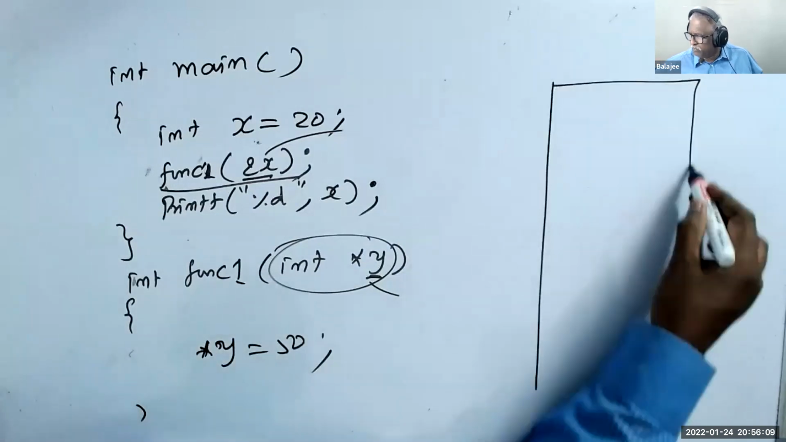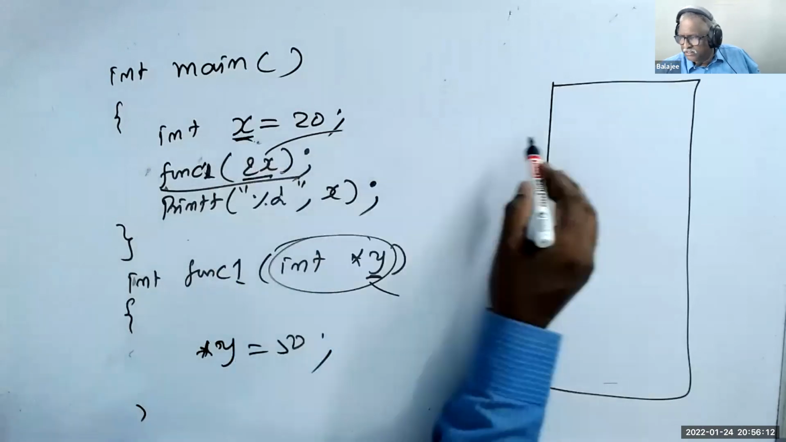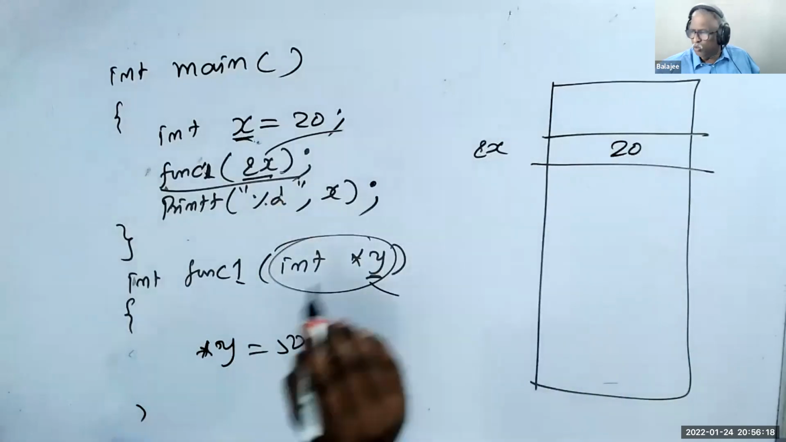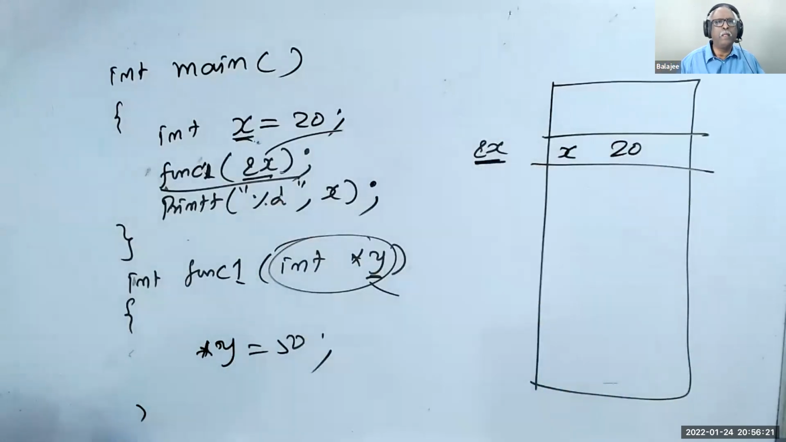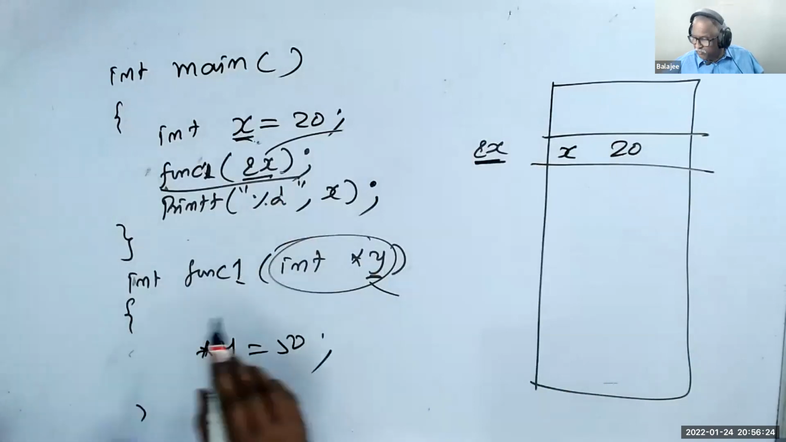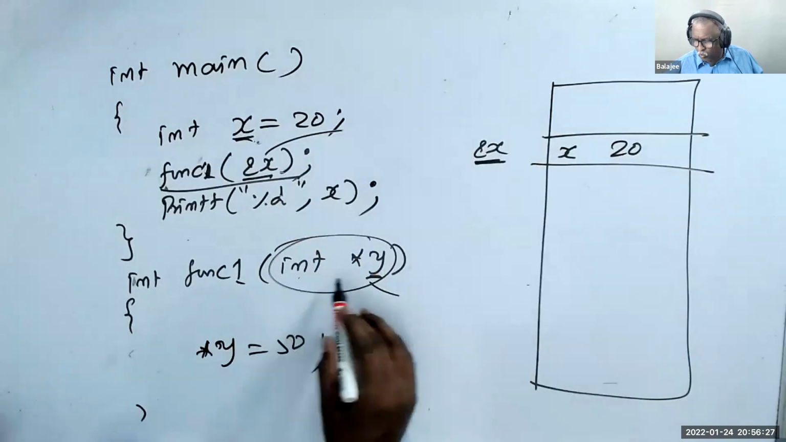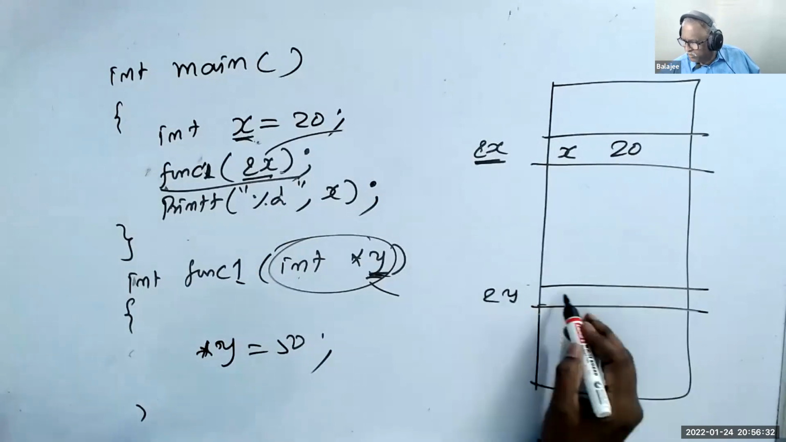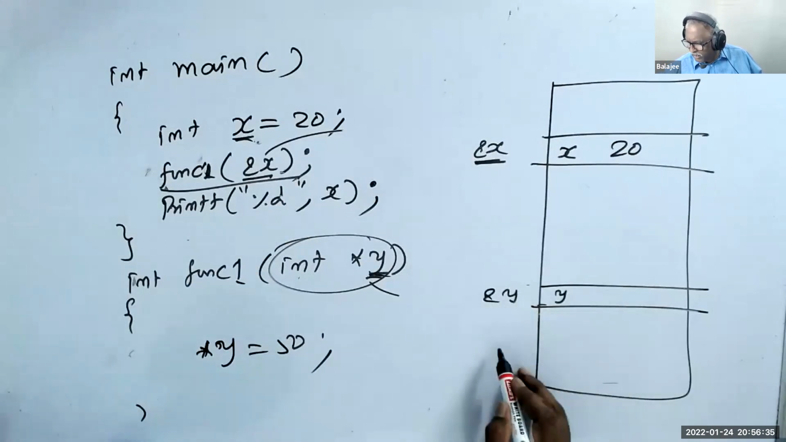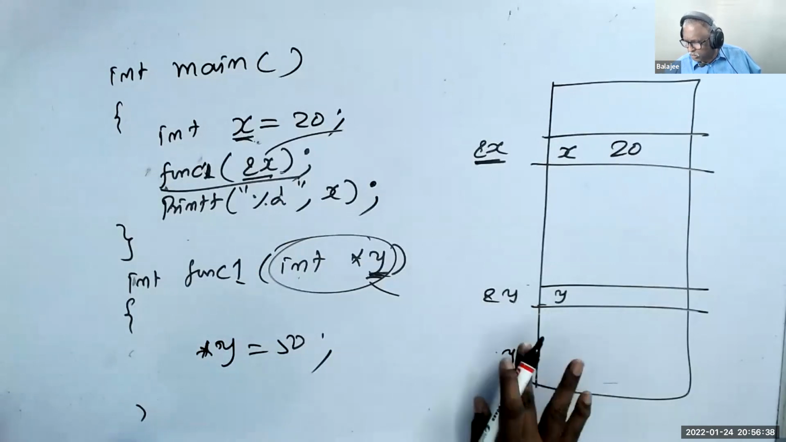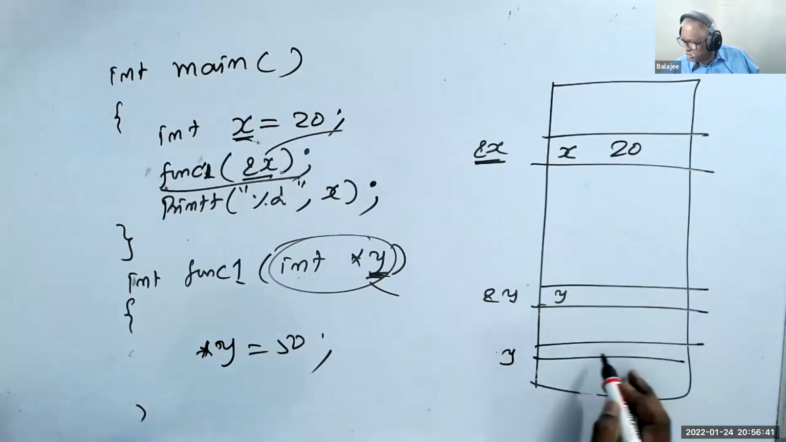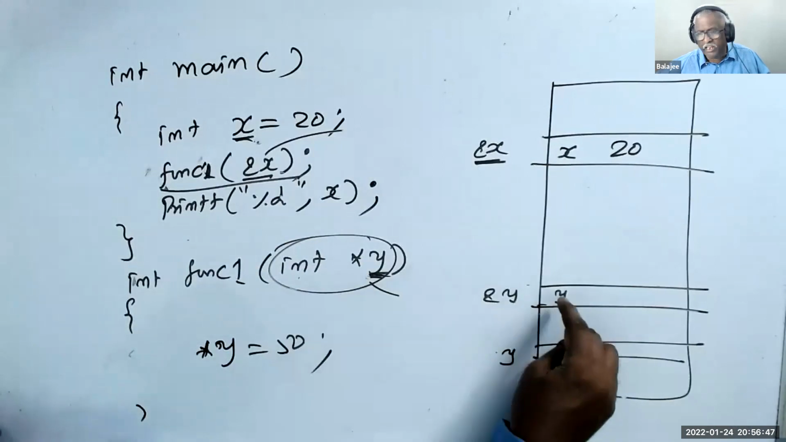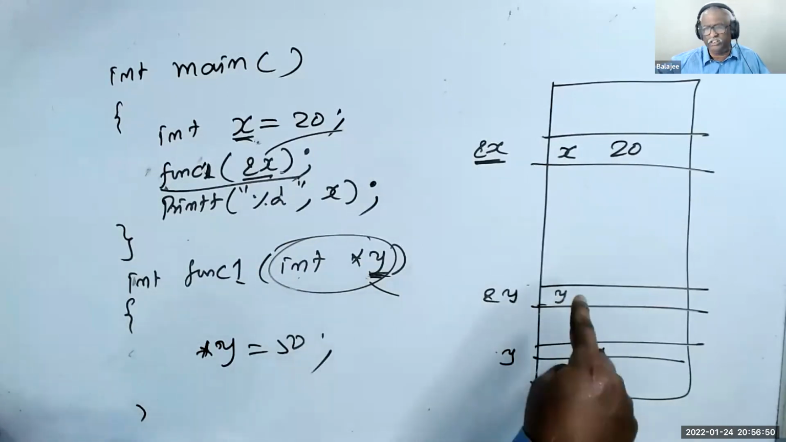Inside the memory, I have a variable called X, and I stored 20 here. That is fine. This is X, this is &X. But inside the function, another memory is allocated called Y, the address &Y, and then I have another thing called star Y. Understand the thing: when I say int star Y, I allocate for Y, I allocate for star Y. Two locations are allocated.